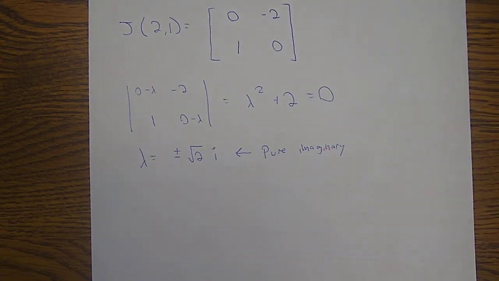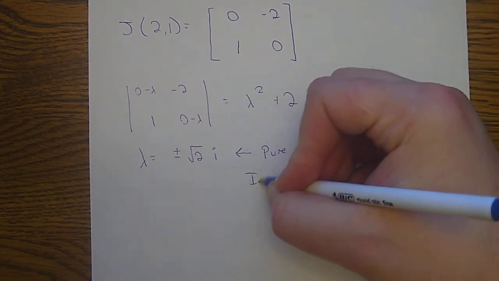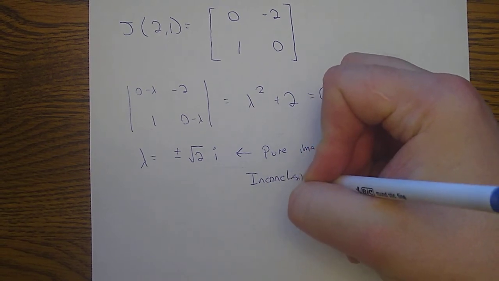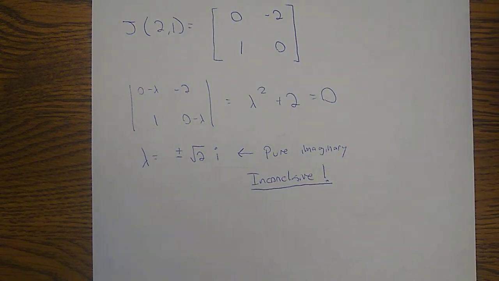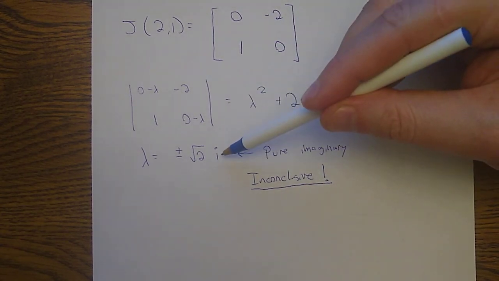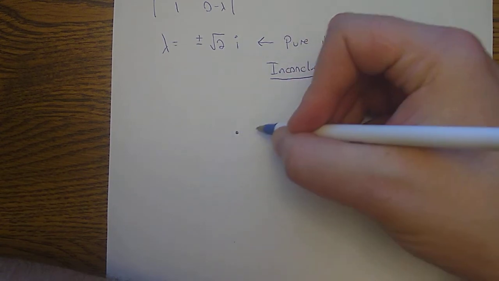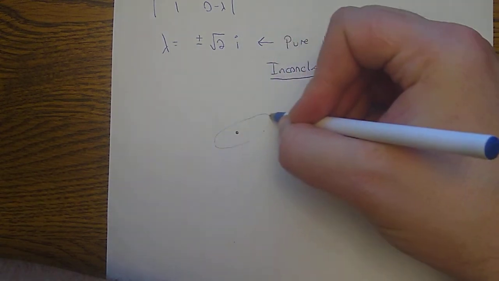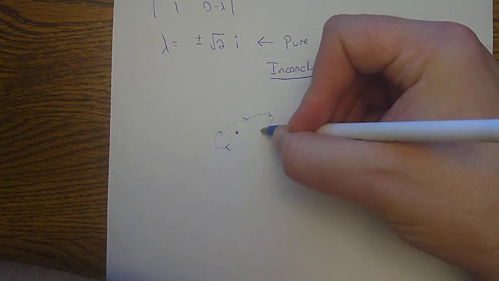So, unfortunately, this is the one that's inconclusive. But let me say a bit more about that. If you remember, these are almost linear systems. If this was a linear system with pure imaginary eigenvalues, then that would be indicative of a critical point where the solutions just trace out ellipses, like it just goes around like this.